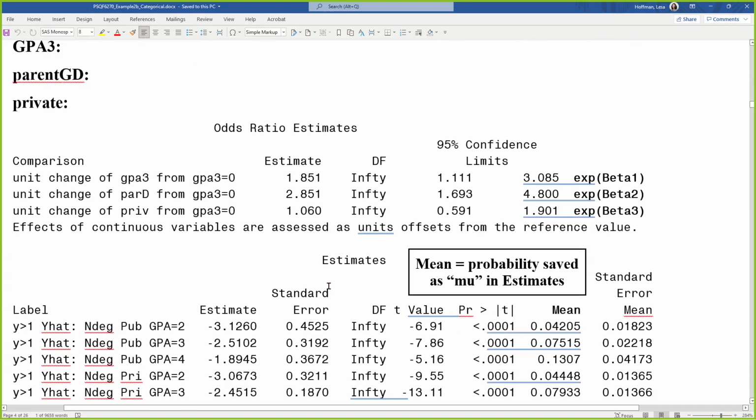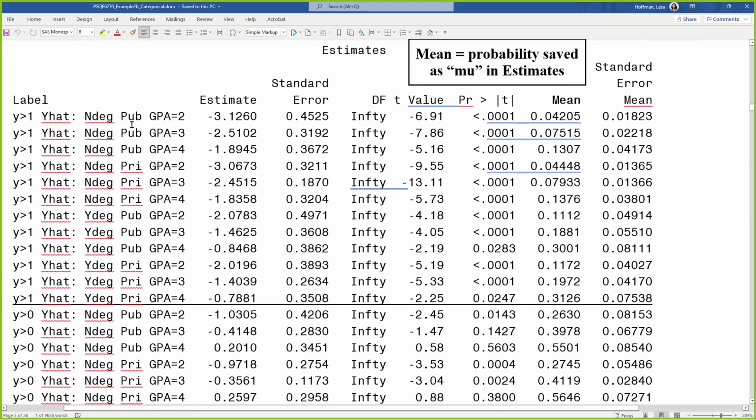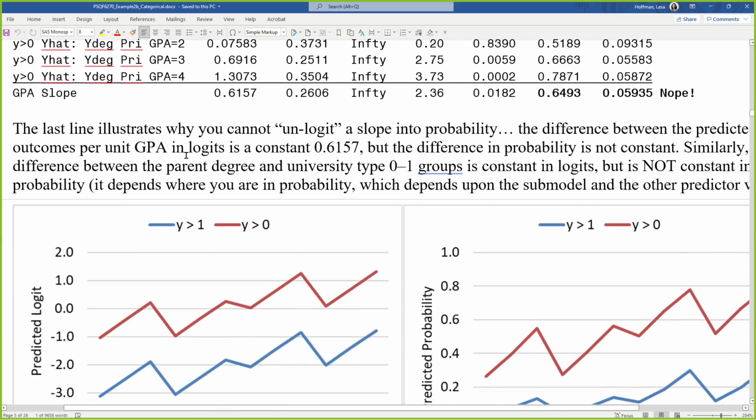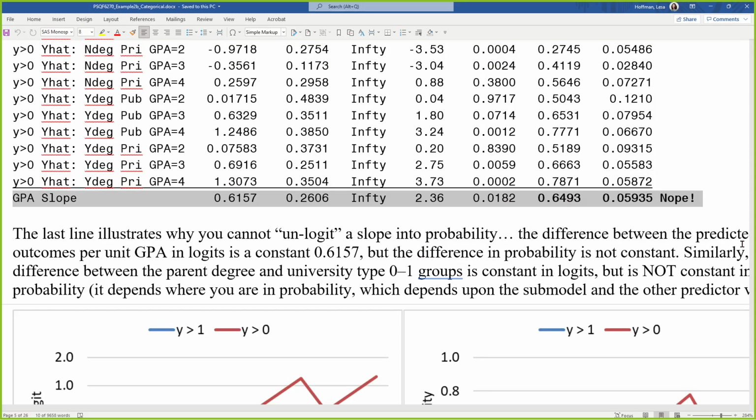And here are the associated odds ratios that go with each of those slopes. And then here are the predicted probabilities for various types of people to try and illustrate how the model works. And last but not least, this thing right here. So I asked SAS to do an inverse link on the slope, and it happily did so, even though that makes zero sense. If you have a slope that's in logits, you cannot convert that slope into probabilities. It does not work. You can convert the slope into an odds ratio, but you cannot convert it into a probability.